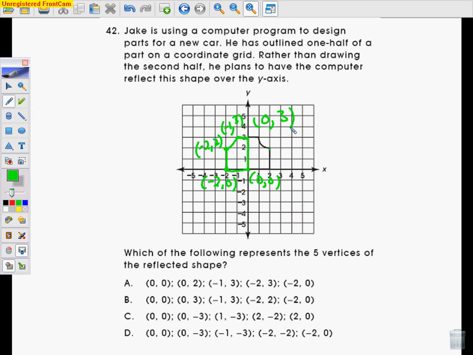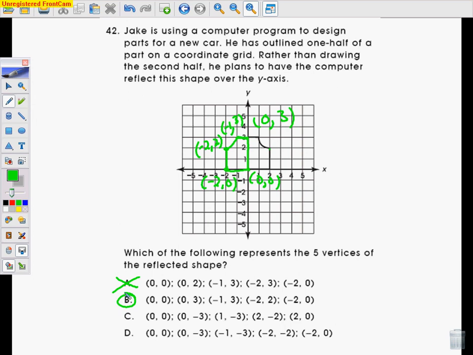So 0, 0, 0, 2. This couldn't be that one because 0, 2 is not our point. 0, 0, 0, 3, negative 1, 3, negative 2, 2, and negative 2, 0. It looks like it's this one. But just to make sure, let's keep going.